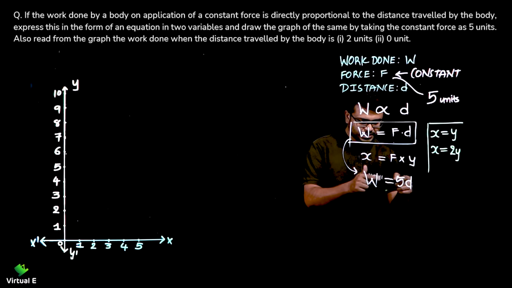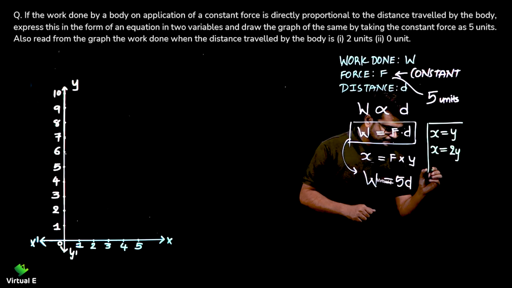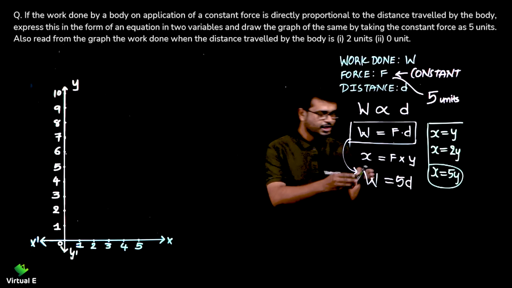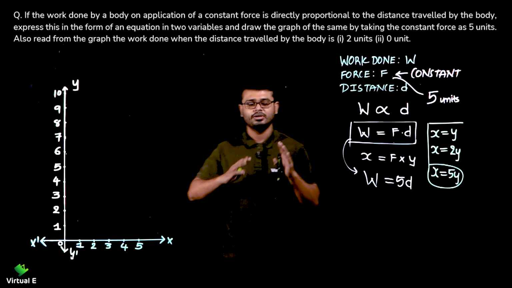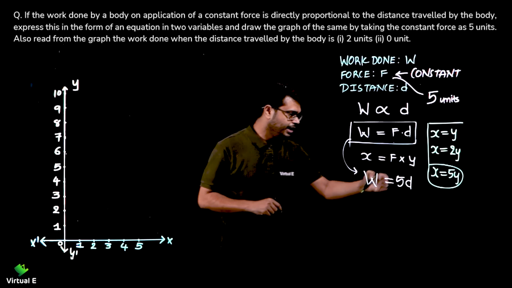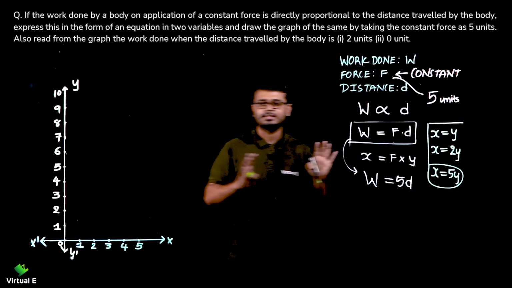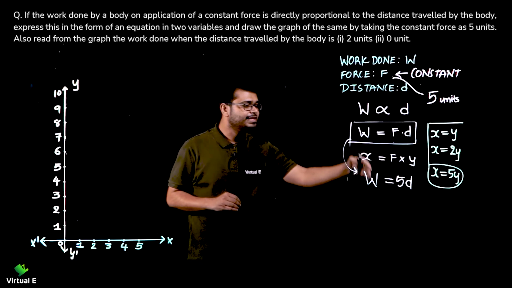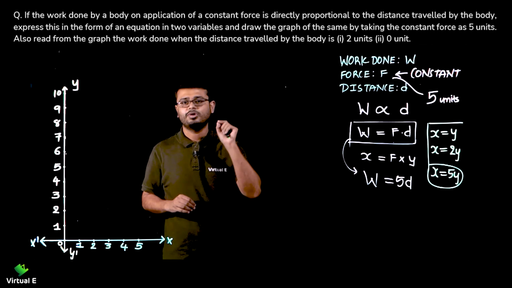Okay, now you can consider this as x is equal to 5y, something like this one, right? Now this will give you the better idea. W is equal to 5d, x is equal to 5y. That's it. You take some value of d. As a result of it, you will get the value of w, that is work done.